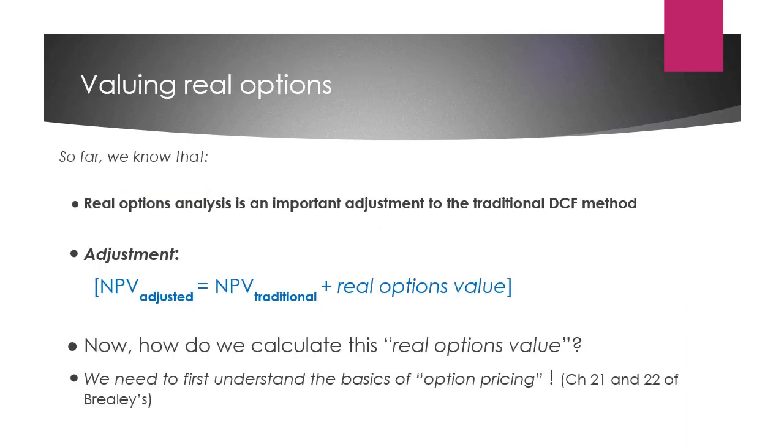So far we know that real options valuation is a dynamic approach to valuation in terms of flexibility and growth opportunities. It is an important adjustment to the traditional DCF method. Adjusted NPV equals traditional NPV plus real option value. But most important to understand is how we calculate this real option value. For this, you have to first understand the basics of option pricing, which I will cover in part 2 of the real option analysis lecture series, which spans 5 parts. Thank you for joining me today.